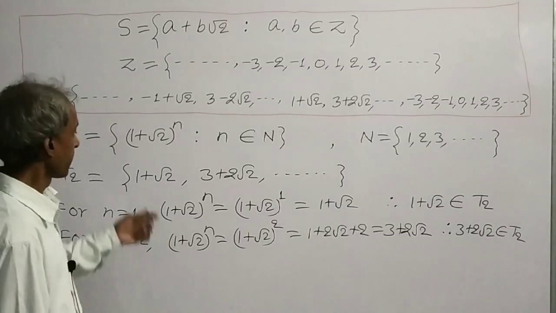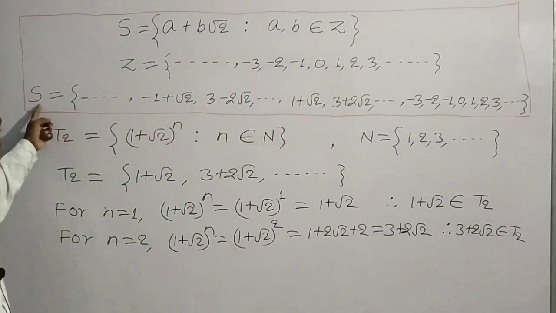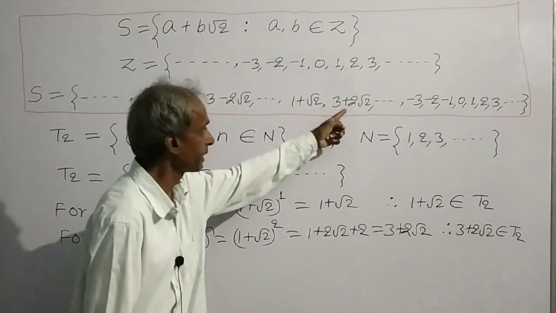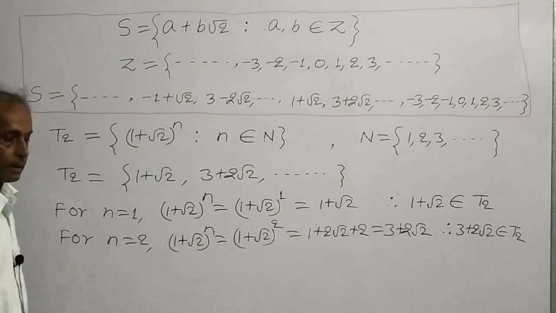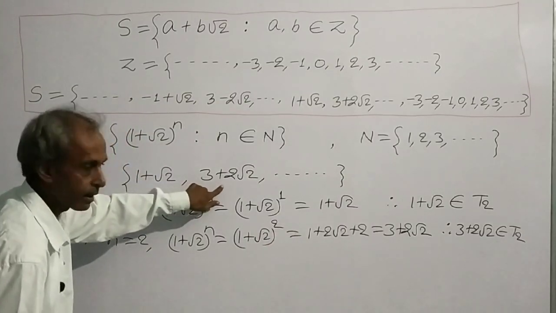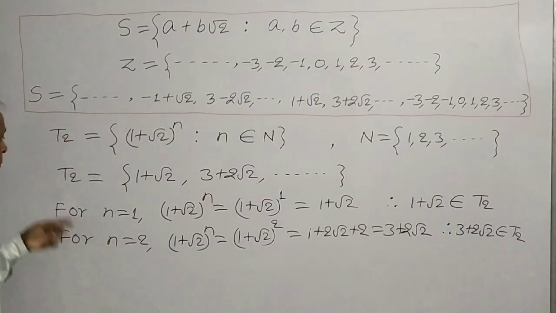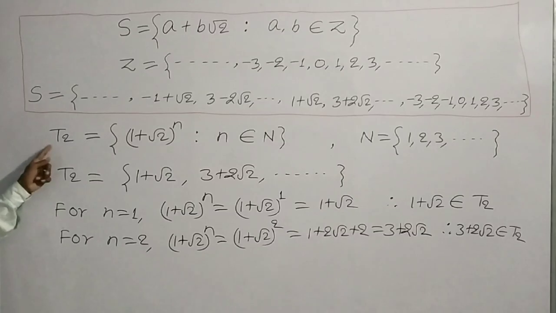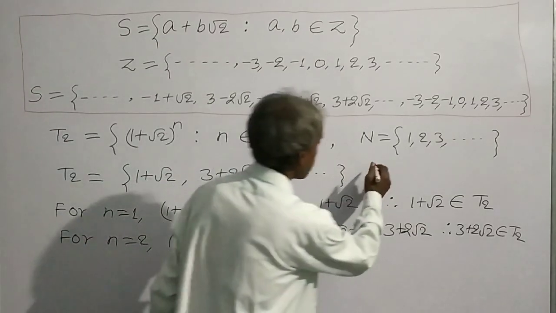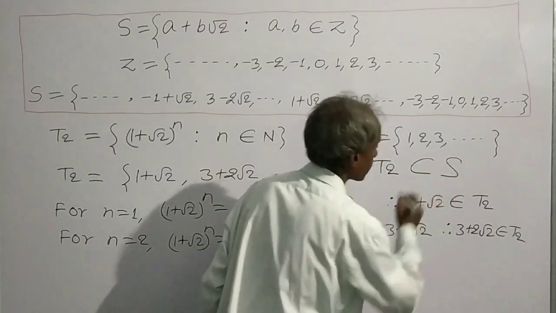Thus, we see that this number is present in this set. That means every number of this set is also present in this set. Therefore, T2 is a subset of S.